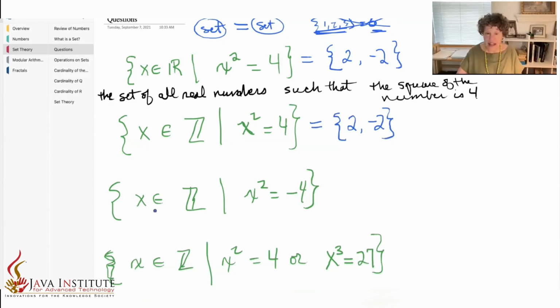Now, what about this last one? I'm getting all kinds of interesting answers. Oh, okay, I finally got the answer that we're going to use. Are there any integers that when we square them, we get -4? No, that's why we had to invent complex numbers. So here, one way we could do it is like this. It's the set that doesn't have anything in it. It's the empty set.